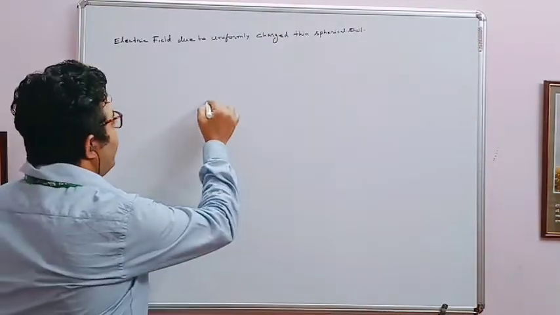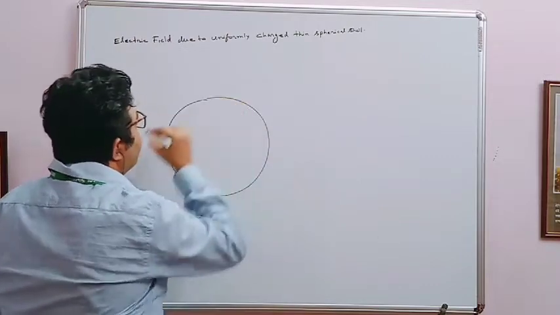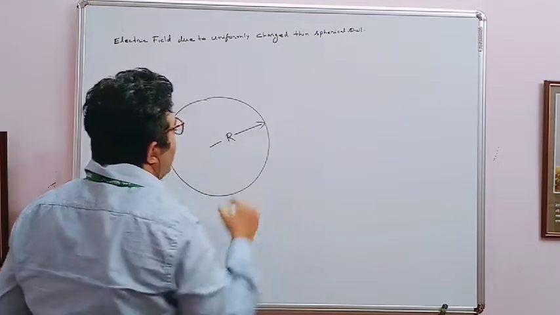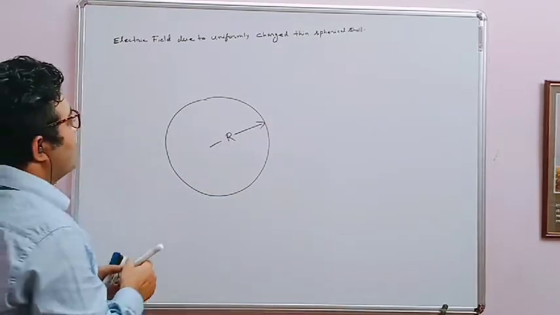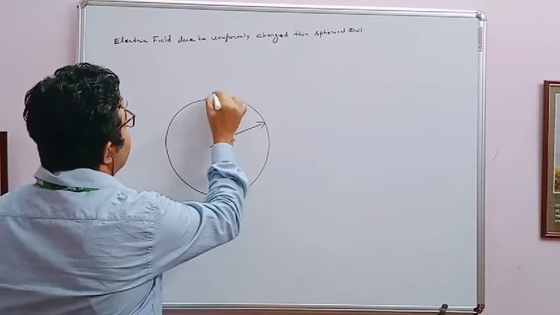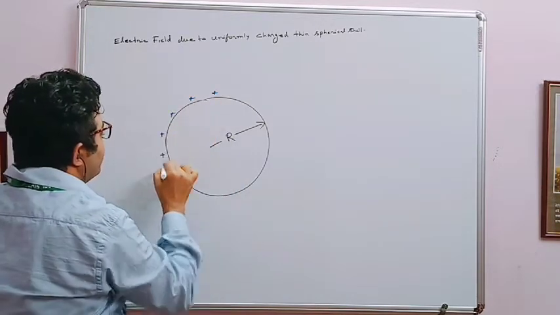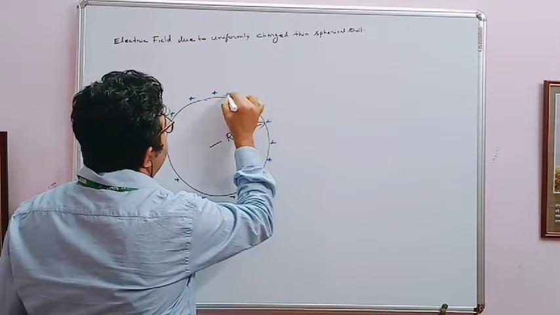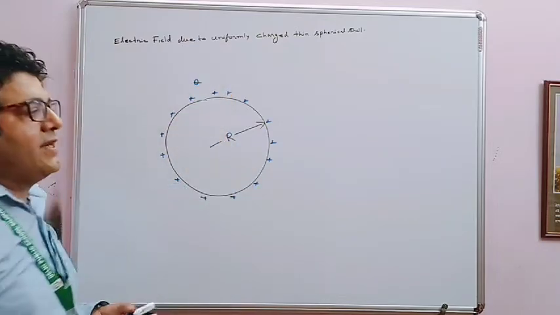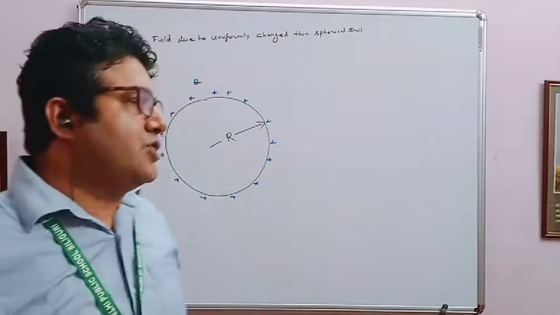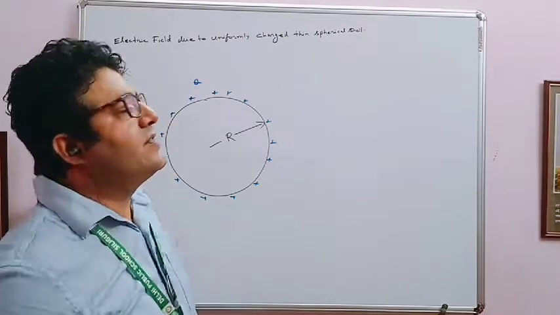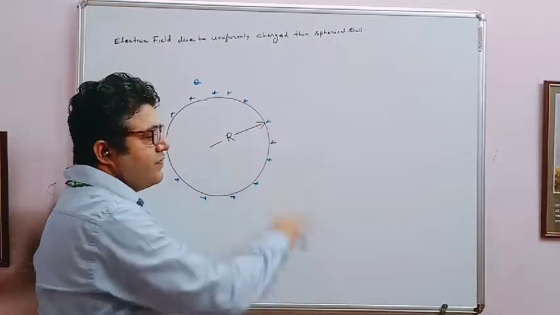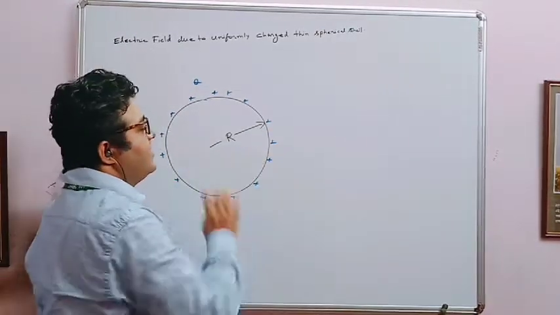So first we imagine a thin spherical shell. Let the radius of the shell be R and Q charge is uniformly distributed throughout the shell, and we have to find out the electric field in three positions. Number one, outside the shell. Number two, on the surface of the shell. Number three, inside the shell.